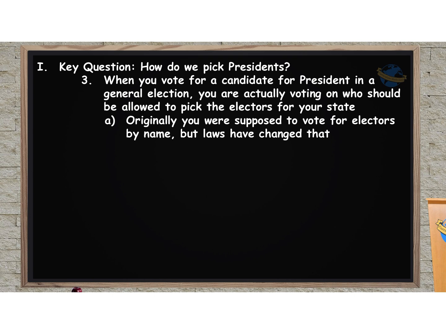So originally, you were supposed to vote for electors by name on the ballot, but the laws have changed that, so instead of putting the name of the electors on the ballot, the states say, we're going to put the name of the candidates on the ballot, and you vote for the candidate you want to pick the electors. Again, it's a dumb system. No one likes the Electoral College.